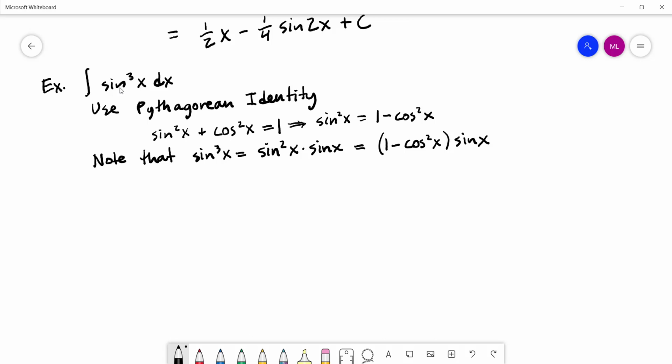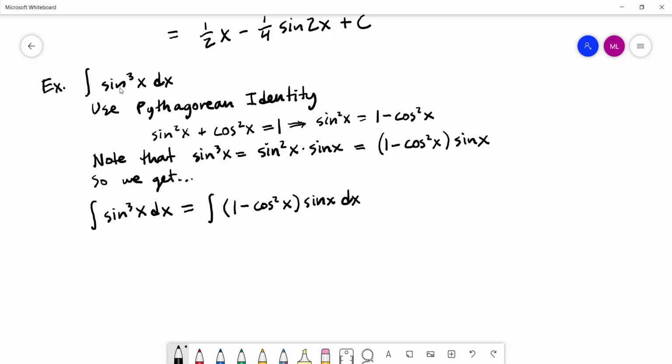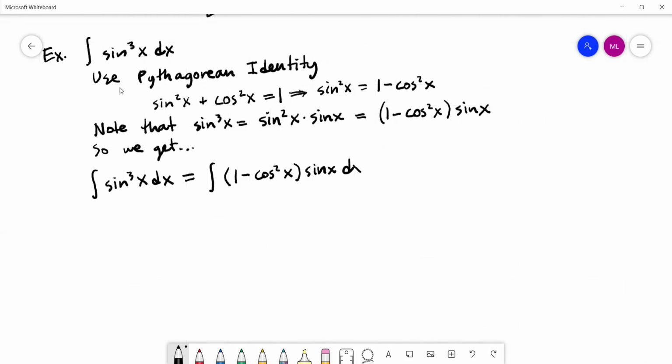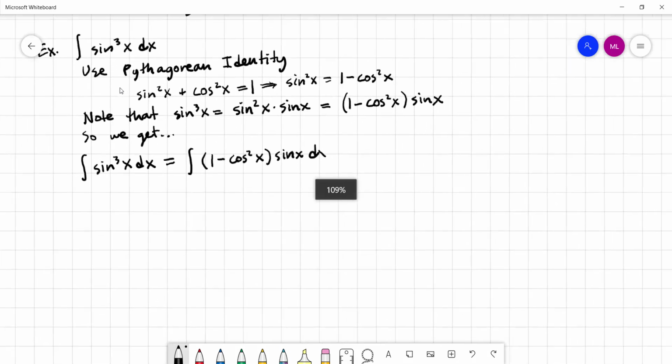So in this case, we get that our integral of the sine cubed of x dx can be rewritten as the integral of 1 minus cosine squared of x times the sine of x dx. And here's where we're going to do, oops, let me zoom out a little bit here.